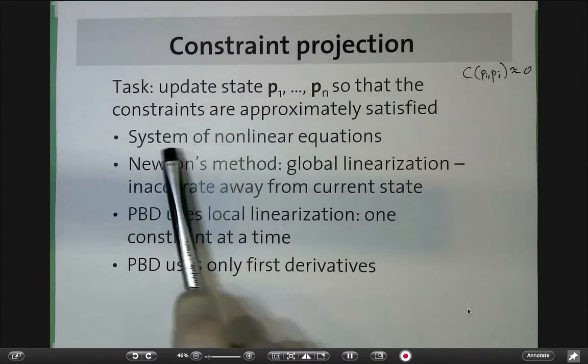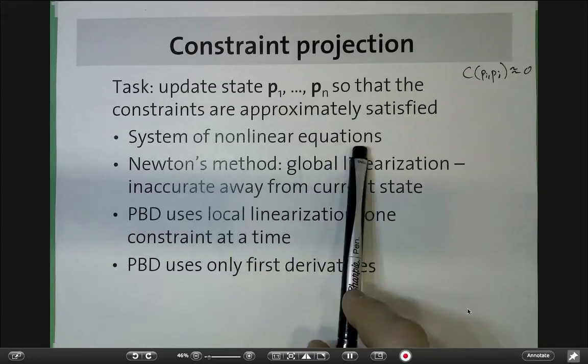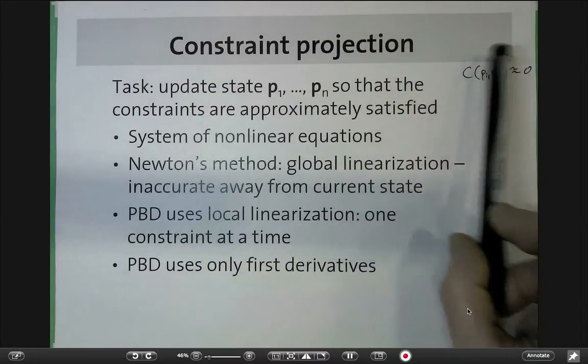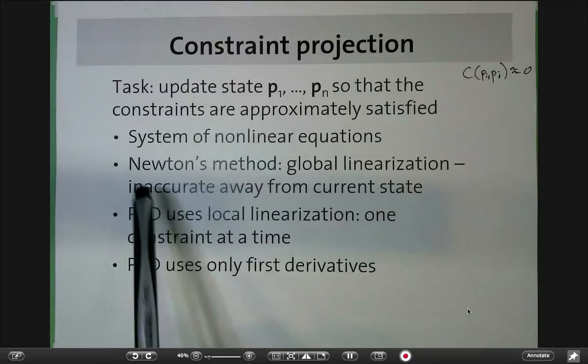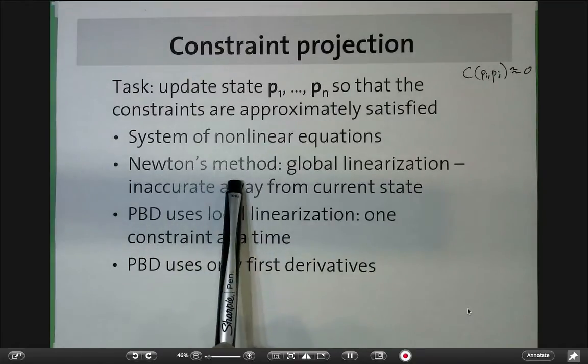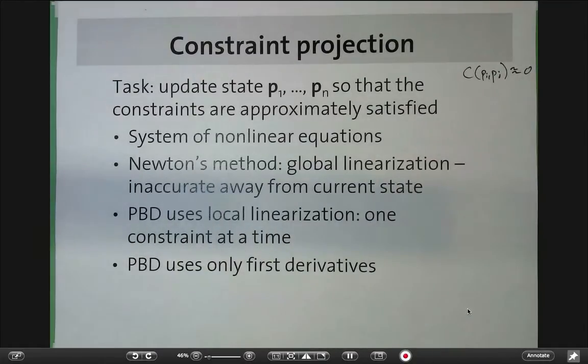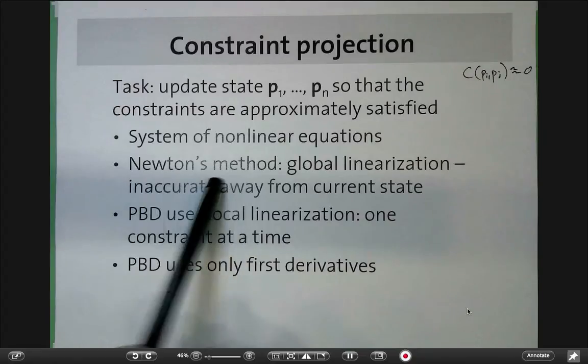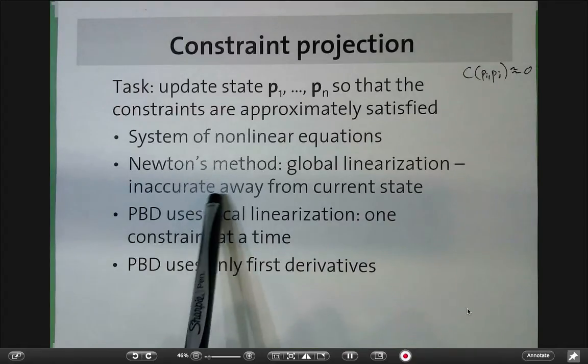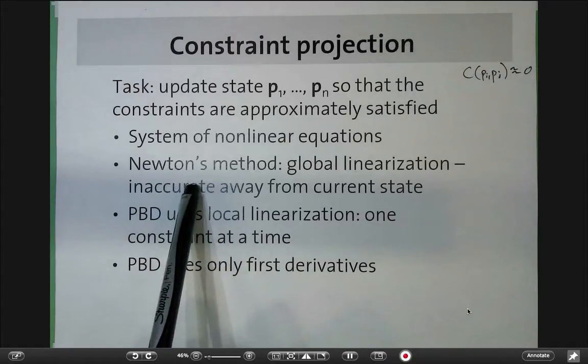So one way you could do it, you could set it up as a system of nonlinear equations. You could put all the constraints together, and then basically do something like Newton's method. Linearize all the constraints. By the way, the constraints are again nonlinear, right? In Newton-Raphson method or Newton method, that's the same, by the way. Don't find there any difference.